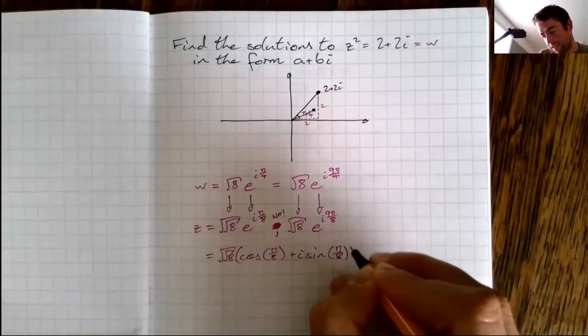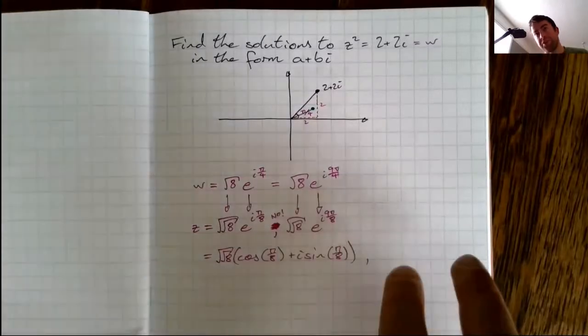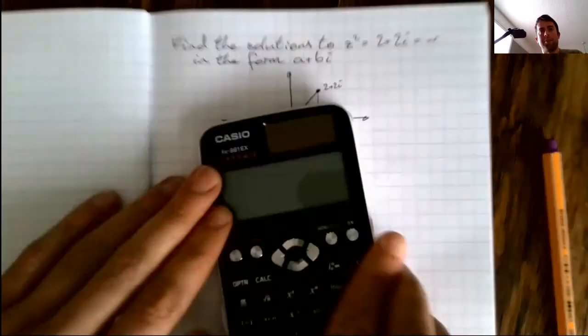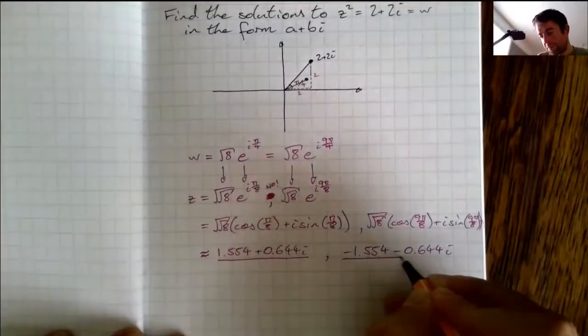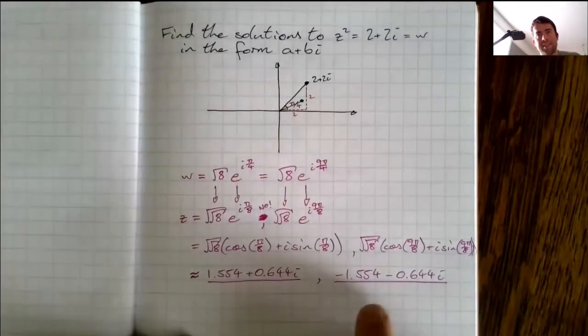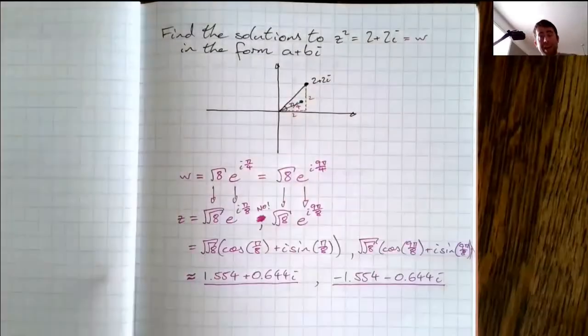Plug that into our calculator. So plug this bit into our calculator, this bit, and then do the same for that. I'm going to do that on my calculator now and get back to you. Great. There we are. And I've noticed that this second one is just the first one, but negative.